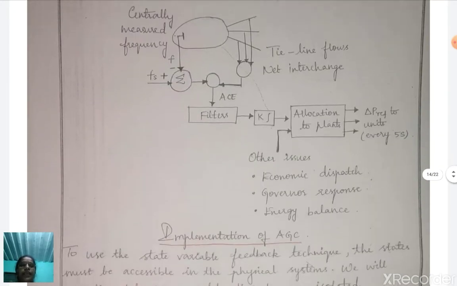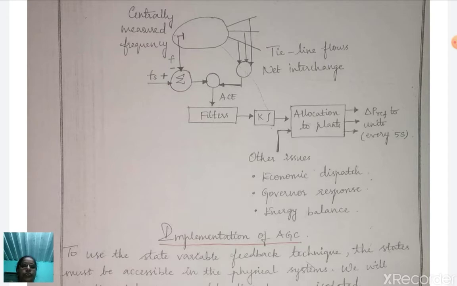Now you see the diagram. This is the implementation of automatic generation control. Frequency, then centrally measured frequency only, then tie-line flow, net interchange, area control error, after that a filter, then a proportional integral controller K, and then allocation to plants.